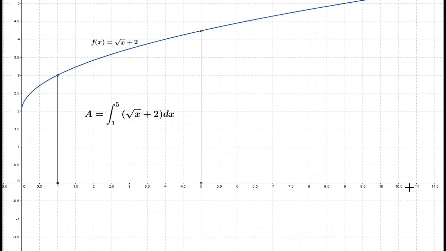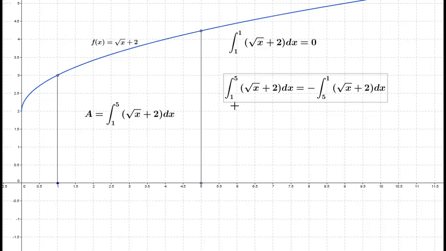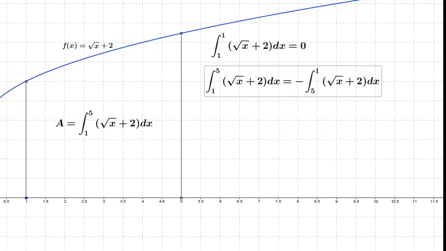Oh, by the way, let's talk about some properties of definite integrals using this tangible example of the function the square root of x plus 2. If we were to integrate this function from 1 to 1, starting at 1 and ending at 1, the integral from 1 to 1 of the square root of x plus 2 dx is equal to 0. If we were to integrate it backwards, instead of going from 1 to 5, we went from 5 to 1, the integral from 1 to 5 of the square root of x plus 2 dx is equal to the negative of the integral from 5 to 1 of the square root of x plus 2 dx.